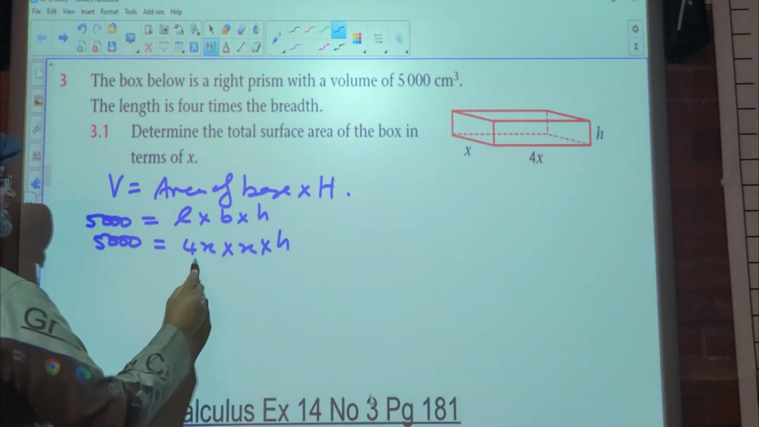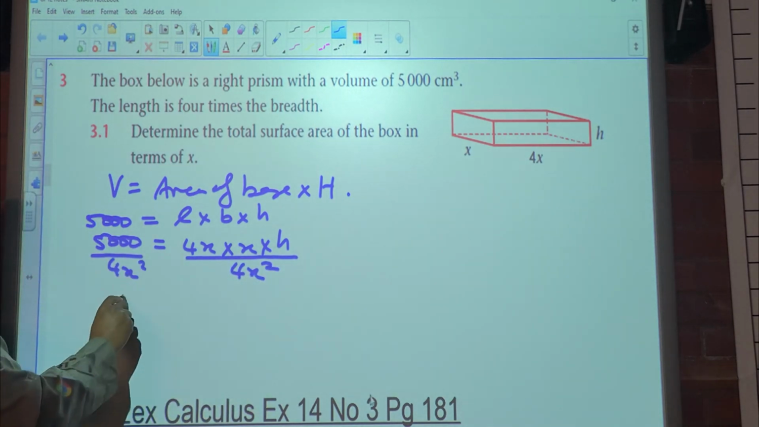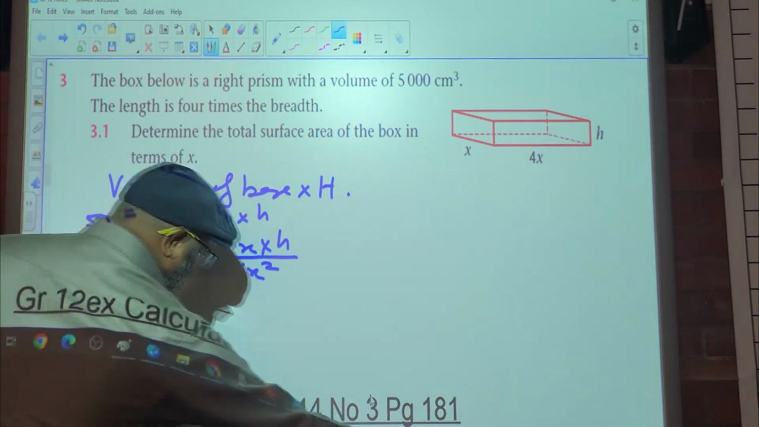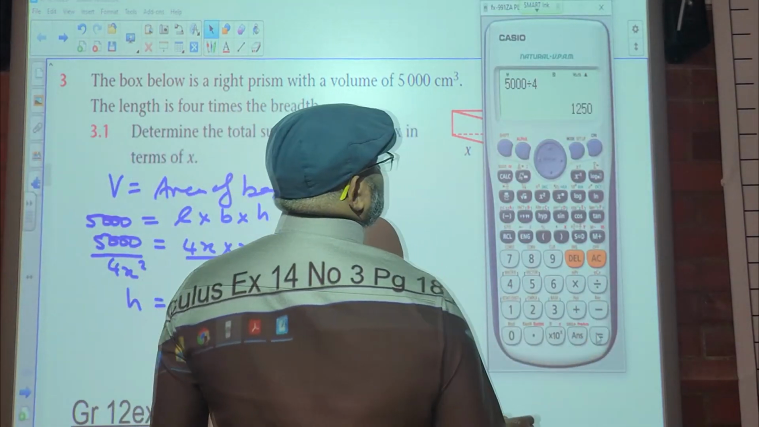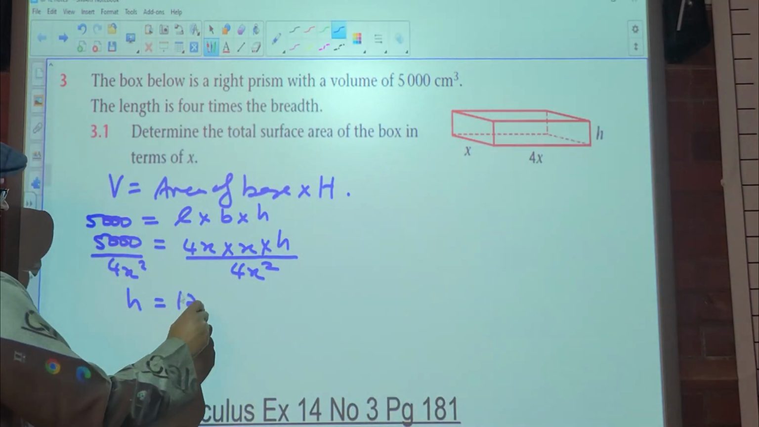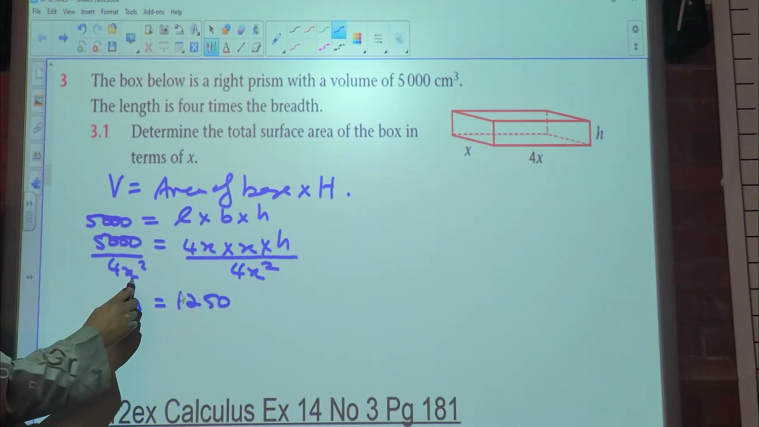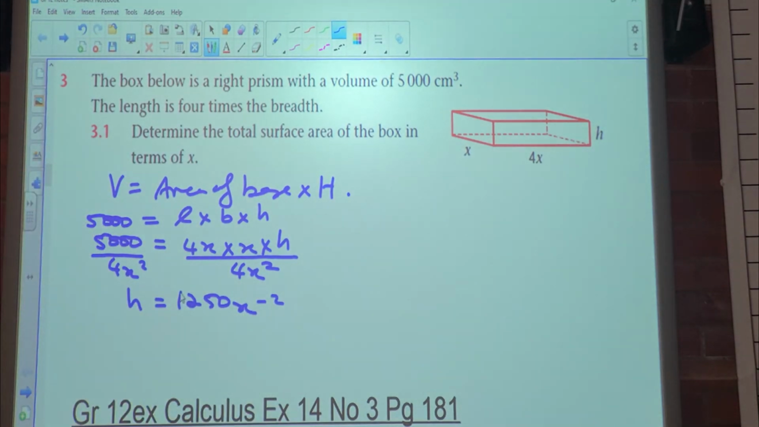How do I get h on its own? Divide by 4x squared, both sides. So h is equal to, what's 5,000 divided by 4? 1250. 1250 over x squared, not so? Bring that up, it becomes x to the minus 2. Why do I bring that up all the time? It's because it makes it ready for the derivative to be taken. Okay?